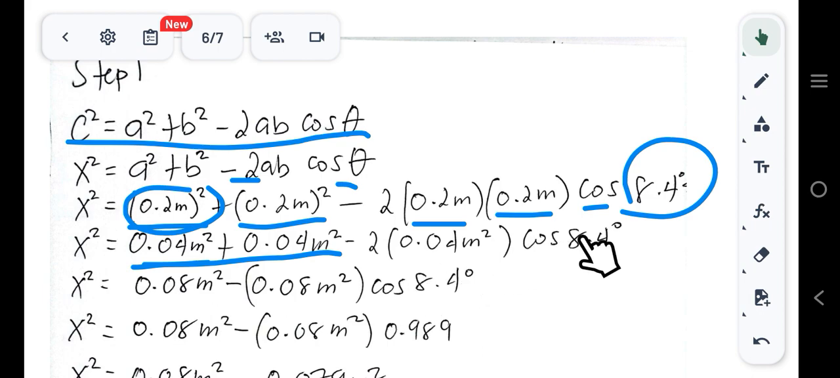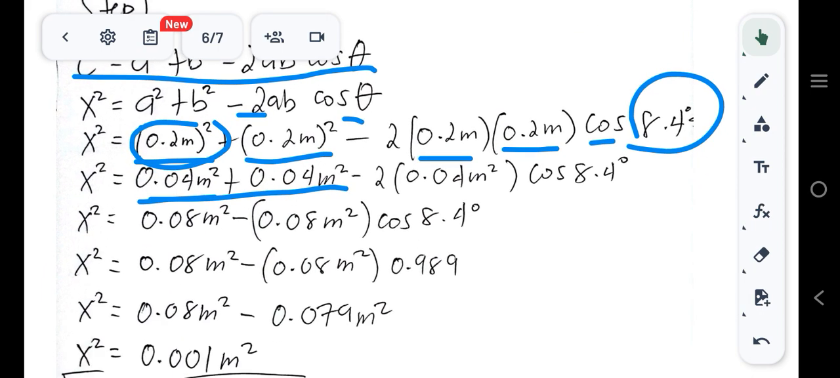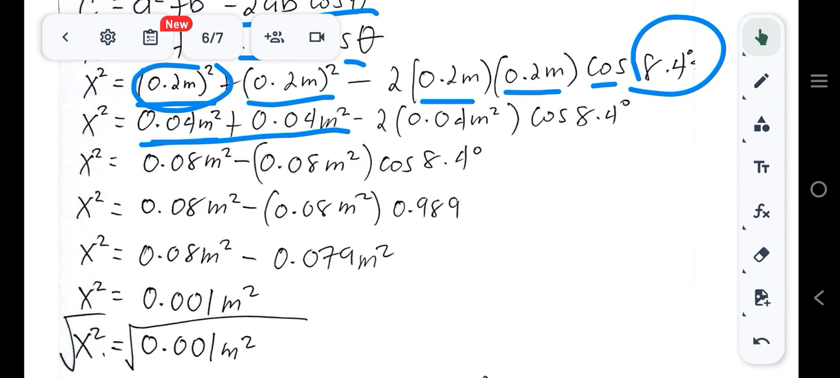And then cosine 8.4. The next thing that I did is I find the value of the cosine 8.4 degrees, which is 0.989, right? The next thing that I did is 0.08 meters squared multiplied to 0.989, that is 0.079 meters squared. And then, of course, I subtracted 0.08 meters squared to 0.079 meters squared, and that will give us 0.01 meters squared. We only want to find the x, not the x squared.